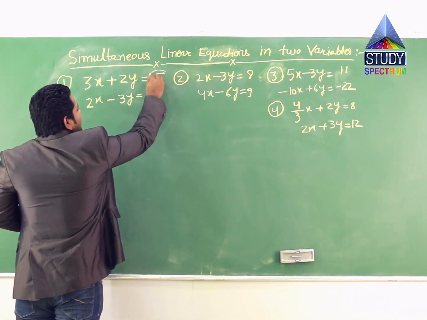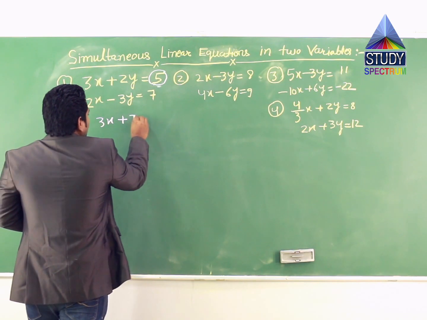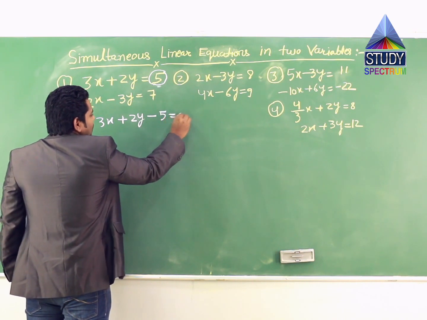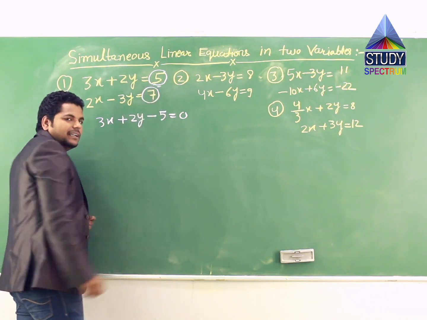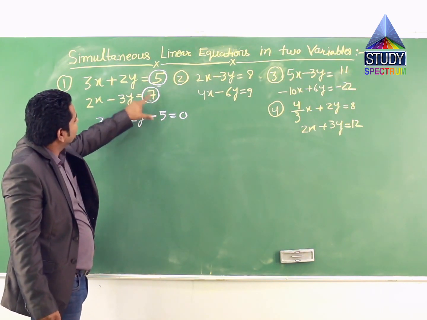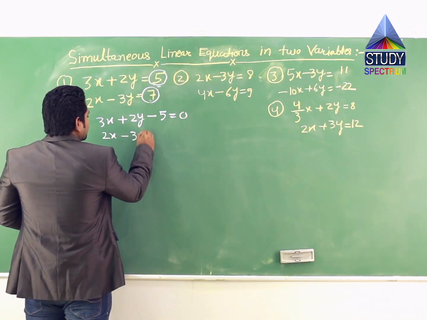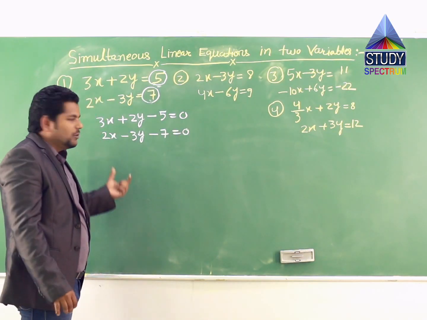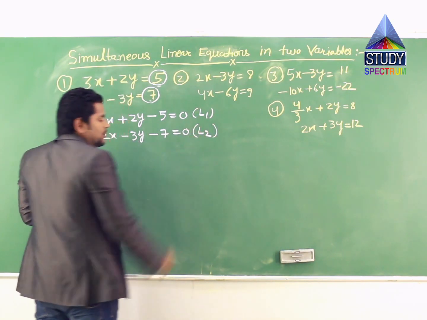First of all we'll make the right hand side 0. So it will be 3x plus 2y. It is positive on the right hand side, so it will come as negative on the left hand side. Now it is 0. Again this is the second line, so we have to make the right hand side 0, so we'll take -7 to the left hand side to make it 0. So it will be 2x minus 3y minus 7 is 0. Now suppose this is line L1 and this is line L2.